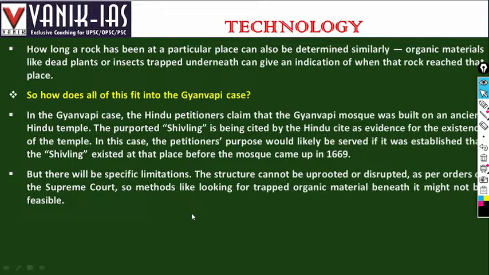So how does all of this fit into the Gyanvapi case? In the Gyanvapi case, the Hindu petitioner claimed that the Gyanvapi mosque was built on an ancient Hindu temple. The purported Shivalinga is being cited by the Hindu side as evidence for the existence of the temple. In this case, the petitioner would like to establish through the Shivalinga that it existed at that place before the mosque came up in 1669.